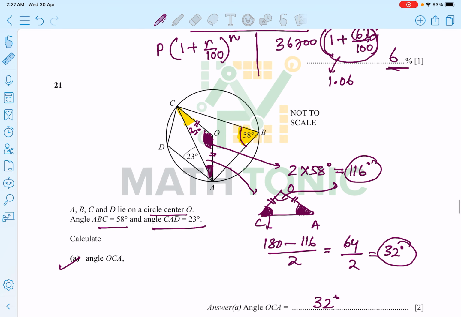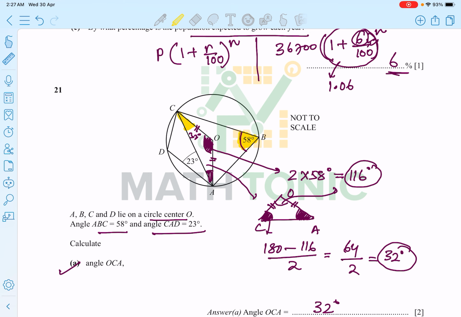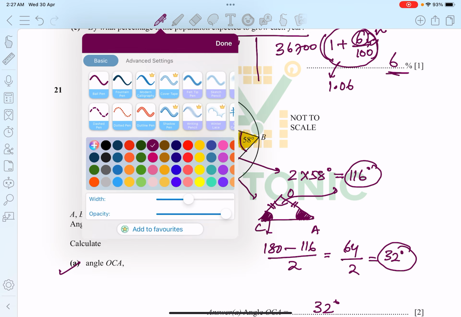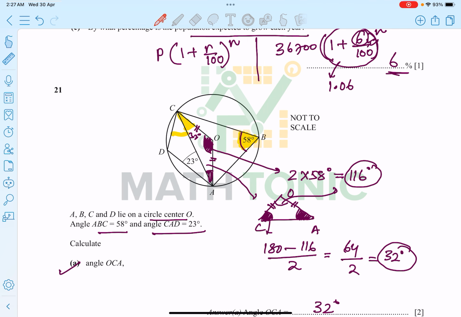Angle DCA means which angle? Angle DCA means we need to find out this angle. Let me change the color so that you can see it clearly. So yes, we need to find out this angle, guys. DCA, right? How to find it?